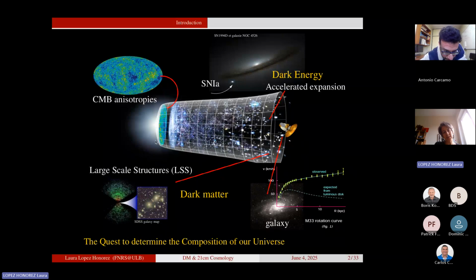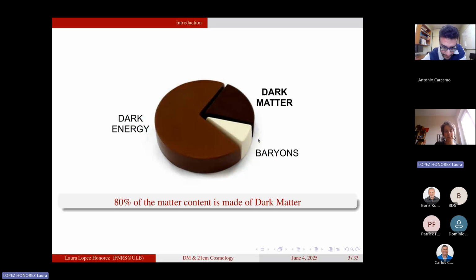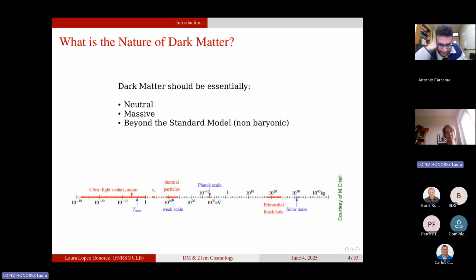Now, combining large-scale structures, CMB anisotropies, and supernovae data, we get to this chocolate pie version of the energy content of the universe, where you have few baryons, a little bit more dark matter, and a lot of dark energy. But what is of interest here is that essentially 80% of the matter content of the universe is made of dark matter, and we don't know its exact properties.